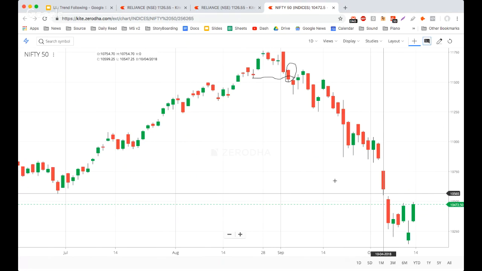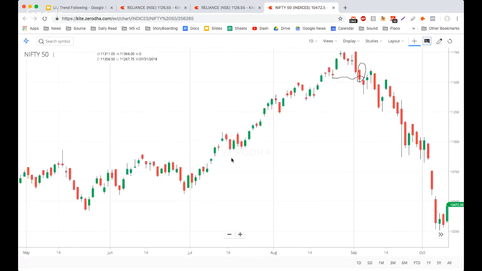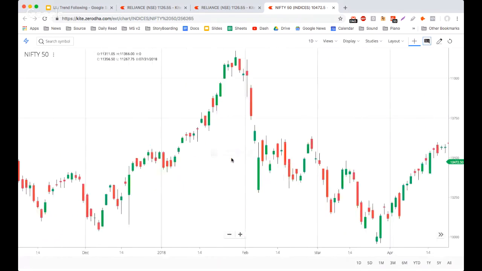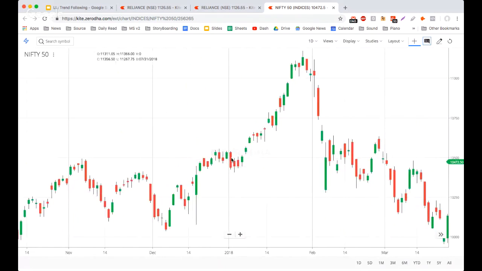Maybe based on the fundamentals you could base your decision on buying the stock, but at least looking at Nifty, you could tell whether it's a bull or bear market, right? I hope today helped. Let me show you some more examples of previous crashes.